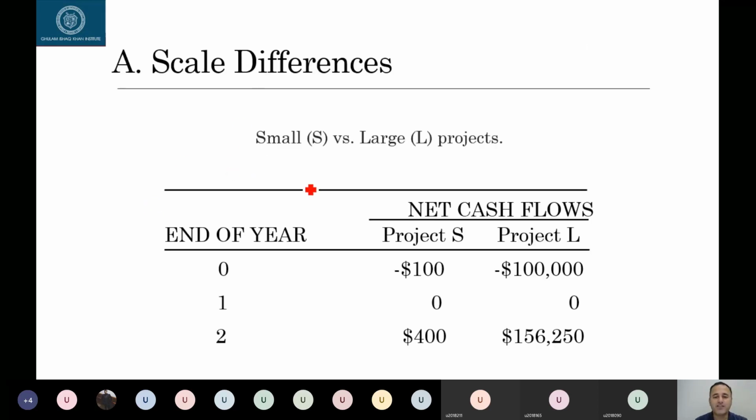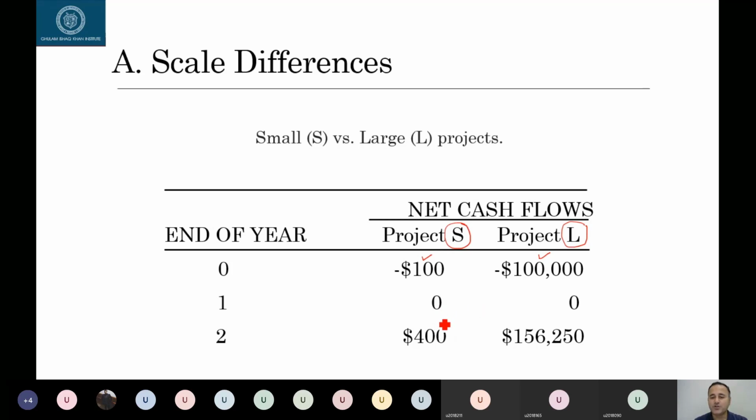So for example, scale differences. There are 2 projects here. As you can see, one is small and the other one is a large project. And the smaller one, as you can see, needs an initial investment of $100. And the larger project needs $100,000 investment.